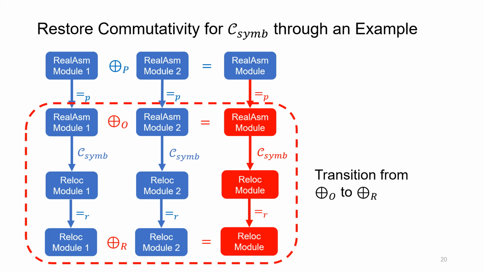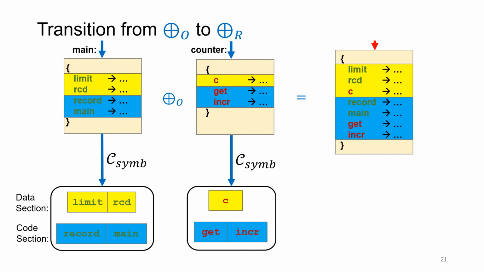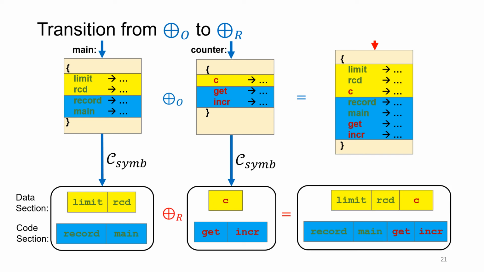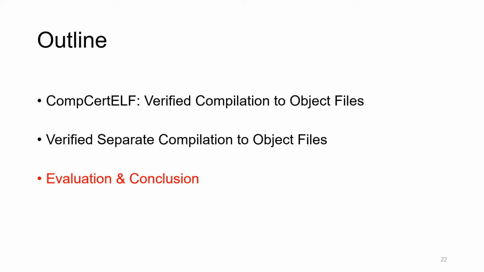Now, we need to further translate from the ordered linker to the linker for object files. As before, the definitions in main and counter are compiled into sections by symbol table generation. The sections are then concatenated together as usual. Because the ordered linker mimics how the linker for object files works, the definitions in the linked source and the target programs are in the exact same order. Therefore, the commutativity property is finally restored. For simplicity, we have ignored the discussion of linking symbol tables and the effect of the other syntactic equivalence relation equal R. Now let's talk about the evaluations.